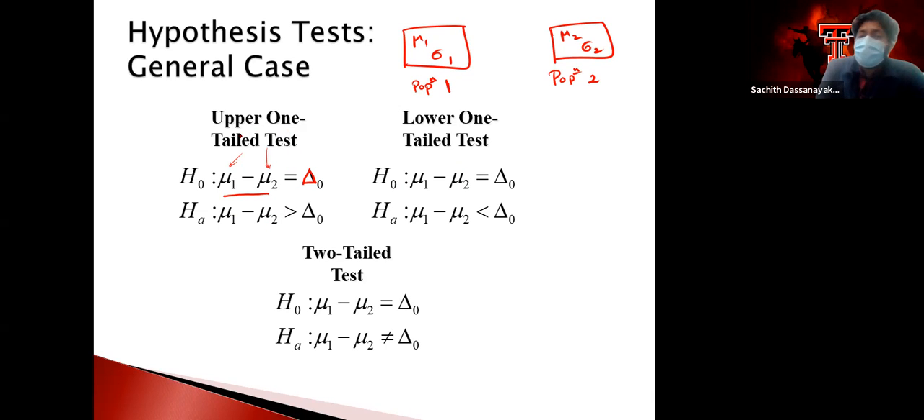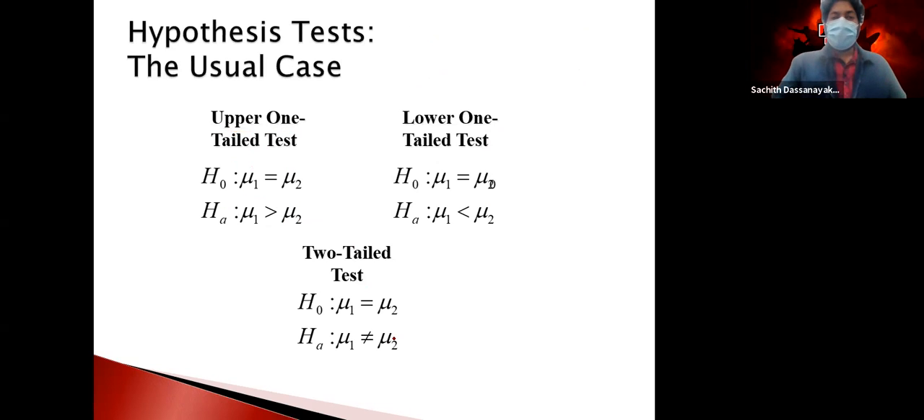For the alternative hypothesis, if we have a one tail test, let's say upper tail, it's going to be mu1 minus mu2 greater than something. If lower tail, the alternative hypothesis is mu1 minus mu2 less than something. In the 2 tail case, definitely not equal. This is the general case. So we can convert this to a usual case, something we have to use most of the time.